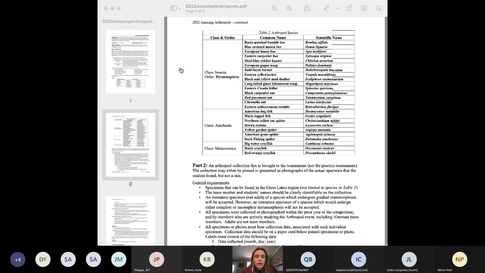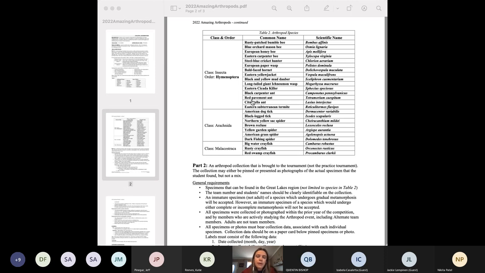So we are doing order Hymenoptera. We will be posting the anatomy that fits the Hymenoptera order shortly. Right now, I believe the workbook for anatomy is still the Lepidoptera Diptera, so please don't start having your students memorize that kind of information. Wait for the Hymenoptera anatomy.